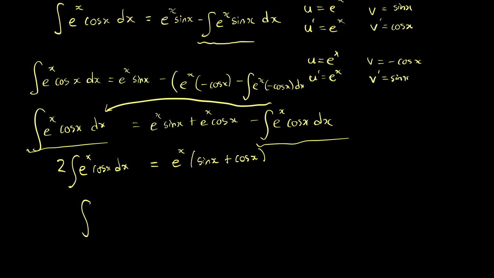And now we can clearly show that this is going to be equal to 1 over 2 e to the x times (sin x plus cos x). And of course, don't forget the constant c here.